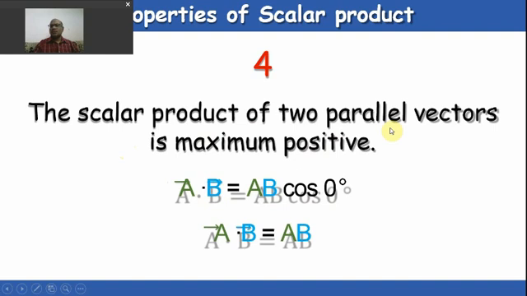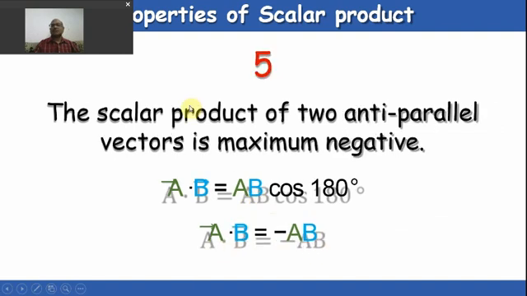The scalar product of two parallel vectors is maximum positive. You can understand that if two parallel vectors are there, the angle between them will be 0, and cos 0 is plus 1. So A dot B is equal to AB, the plus 1.